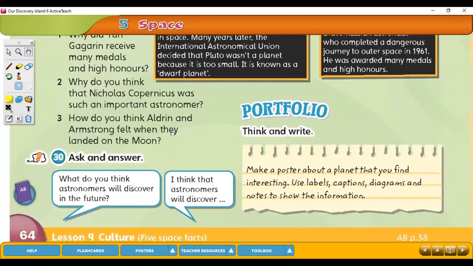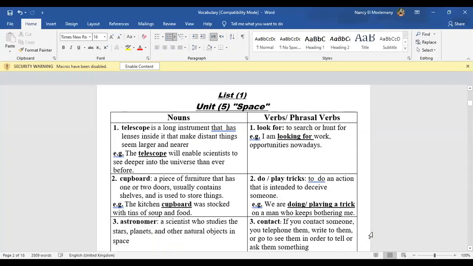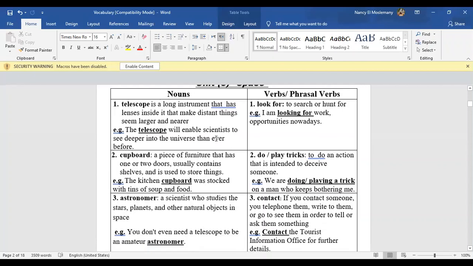Okay, now let's move to the vocabulary booklet together to discuss the new vocabulary in that unit. List 1, Unit 5. Let's start with the nouns here. We have number 1, telescope. What is a telescope? It's an instrument that has a lens, of course, and it makes us see distant things, and we see them larger and nearer, of course. And we use them to observe outer space if we want to.